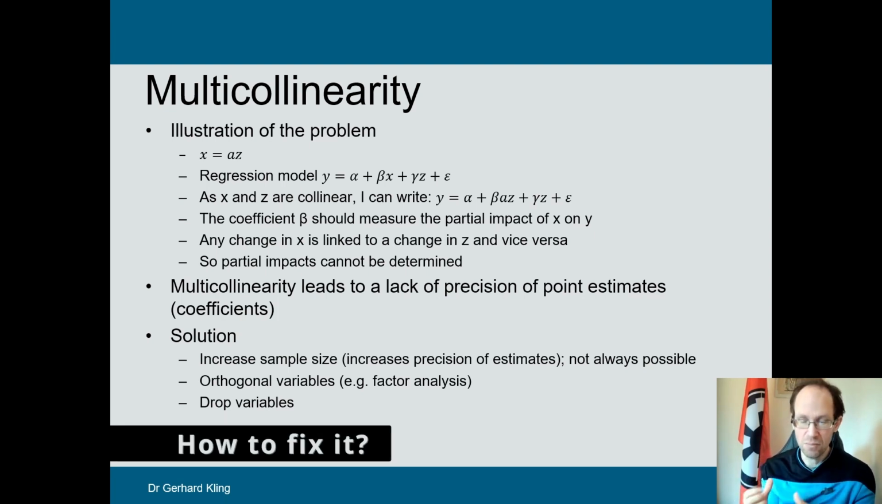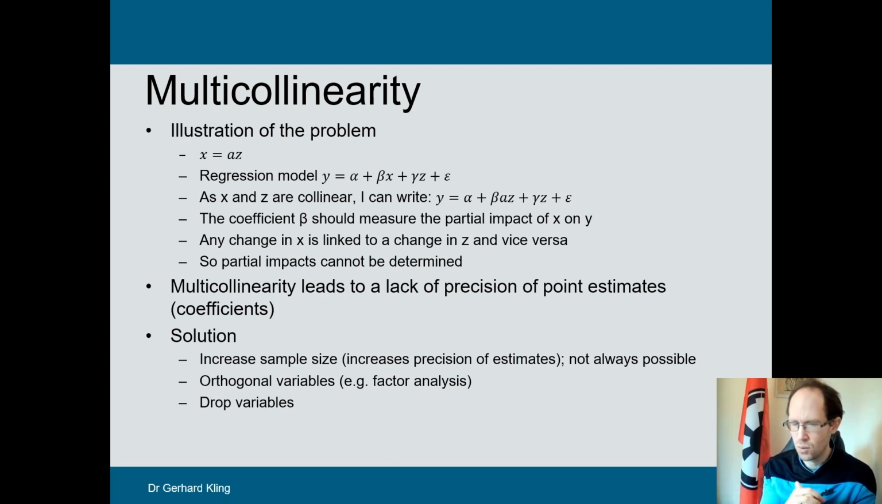Now, how to fix it? That depends on many different factors. Number one, sometimes you could simply increase sample size. And sample size does matter. So if you have a very big sample, you can cope with a certain degree of multicollinearity because you still get a decent level of precision out of it. But of course, it's not always possible to do this.